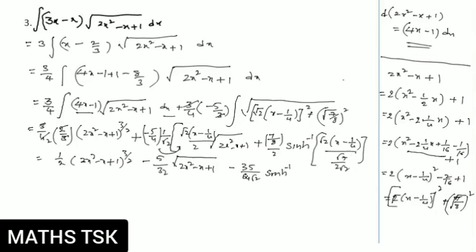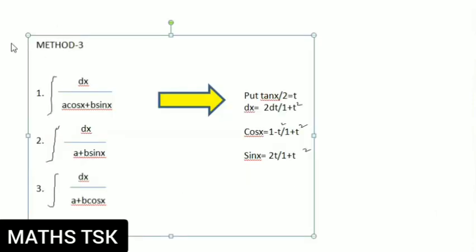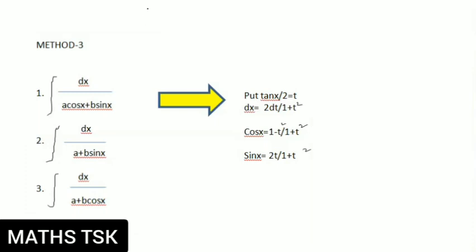h inverse of x by a is, when you get into root 2 here, 4 gets cancelled with this, 4x minus 1 by root 7, plus. Method number 3. In this method, we have to learn how to evaluate dx by a cos x plus b sin x, and then dx by a plus b sin x, and then dx by a plus b cos x.